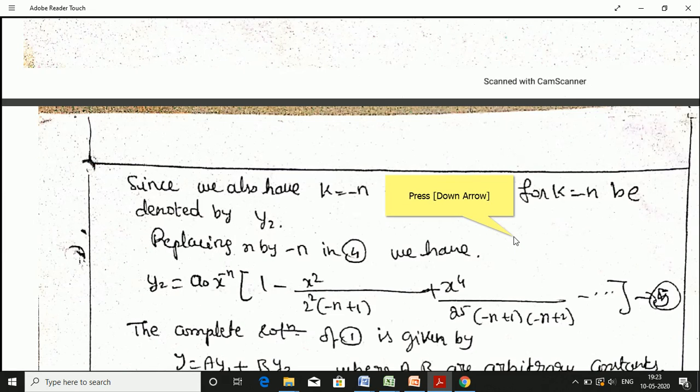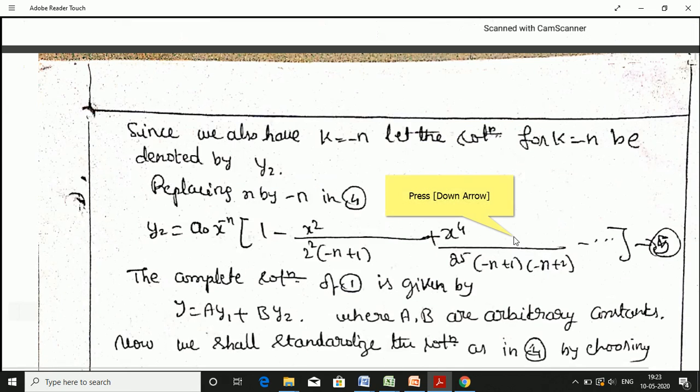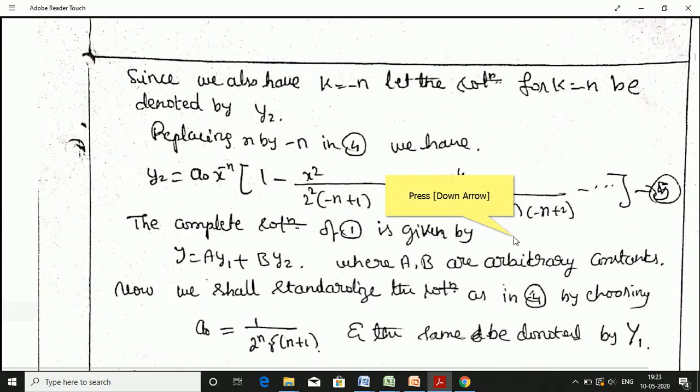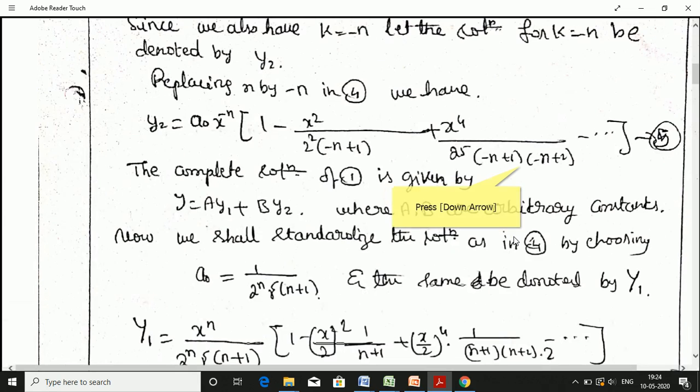Since we also have k is equal to minus n, let the solution for k is equal to minus n be denoted by y2, and that y2 is obtained just by replacing n by minus n in equation 4. Hence, y2 is equal to a naught into x power minus n into (1 minus x square by 2 square into (2 minus n plus 1) plus x to the power of 4 divided by 2 to the power of 5 into (2 minus n plus 1) into (minus n plus 2) plus dot dot dot). We'll call it equation 5.